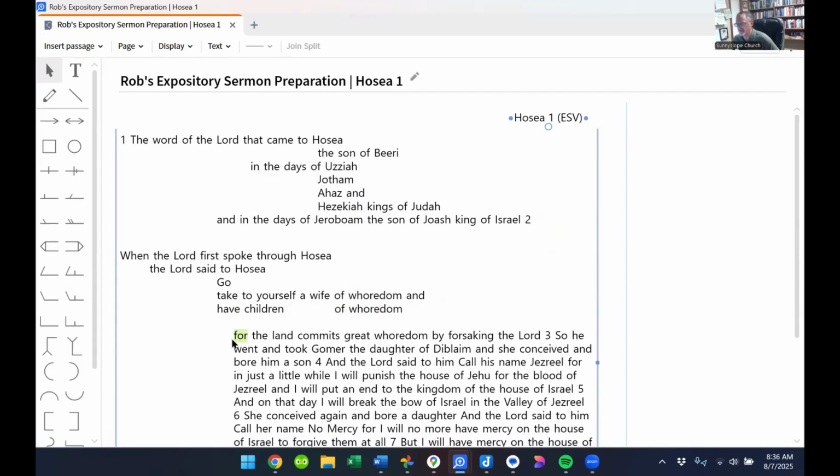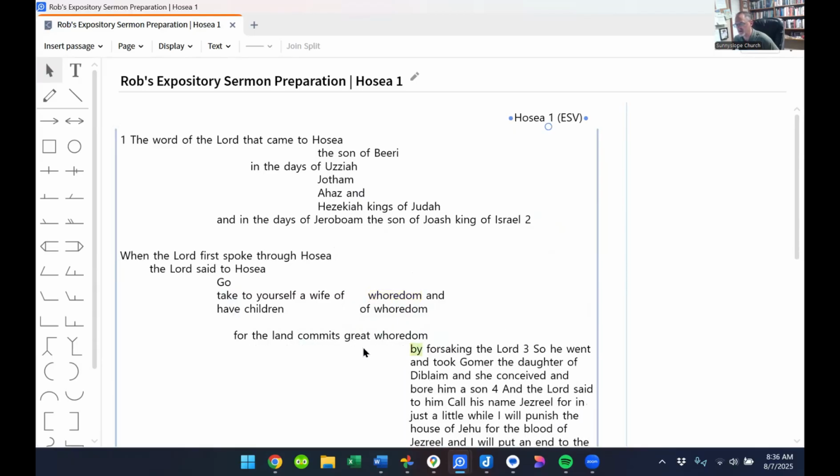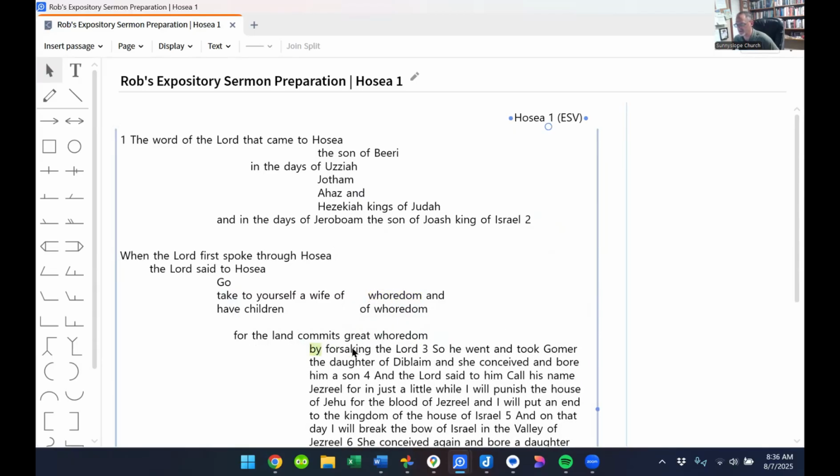Because I want to keep these words all lined up, this is what God says to Hosea. Now the purpose: the land commits great whoredom. So what I'm going to do, just to help things stay consistent, is something like this. So I can see the idea of whoredom is consistent. It's what Hosea is doing, and now God explains it's for what the land is doing. How are they doing it? They commit it by forsaking the Lord.